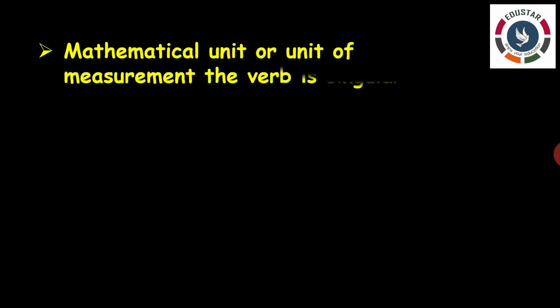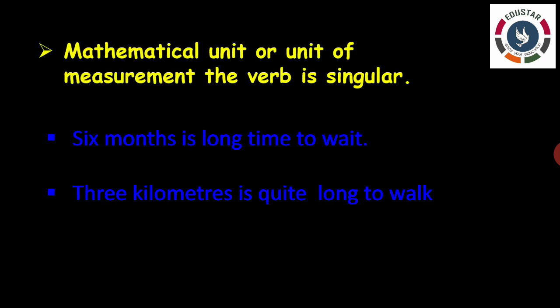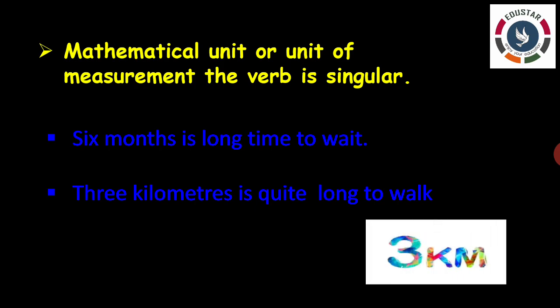Now, let's move on to the next one. The next one is a mathematical unit or a unit of measurement. The verb is singular. Whenever you use a mathematical unit, at that time you have to use the singular verb form only. See here, 6 months is a long time to wait. Next one is 3 kilometers is quite long to walk. So in such mathematical units you have to use the singular verb. That is what we have done here.